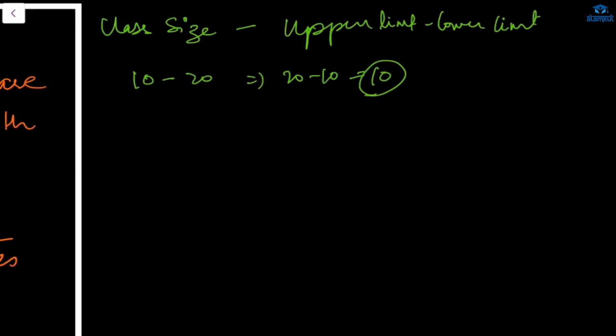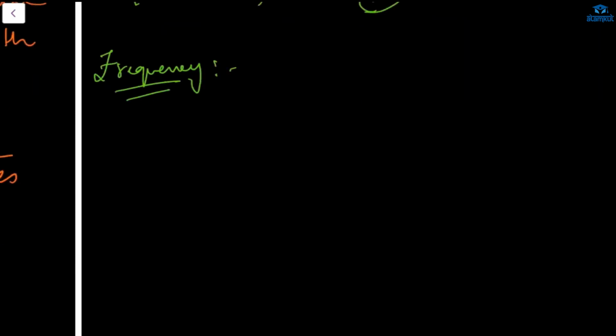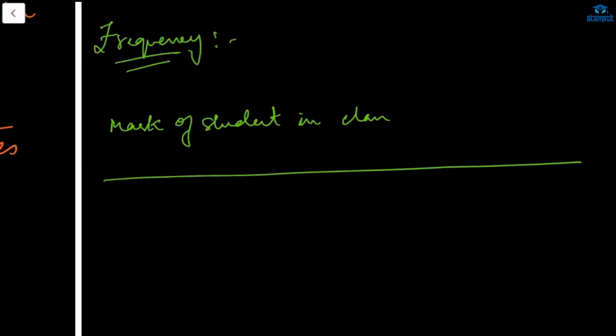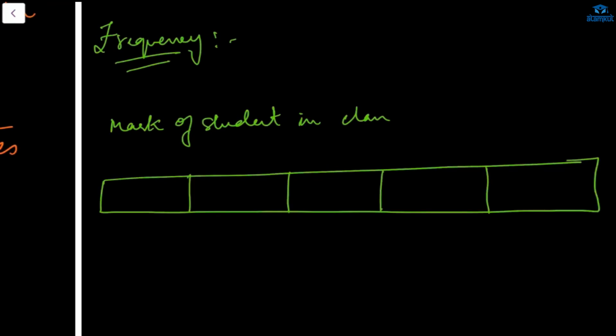Understood? Now here comes frequency. What is frequency? Frequency means the number of entries in a particular class. If you have fixed a class, 10 to 20, how many data points are falling inside 10 to 20? For example, take the marks of students in a class. The teacher has maintained a table: 0 to 20, then 20 to 40, 40 to 60, 60 to 80, and then 80 to 100.